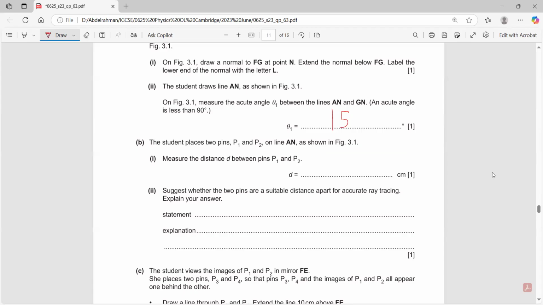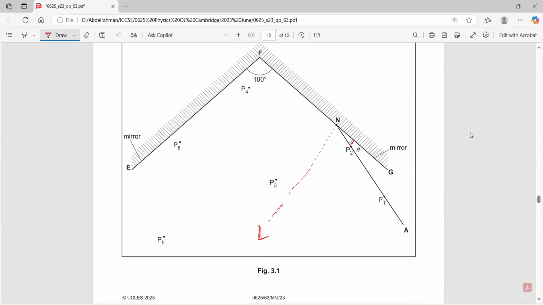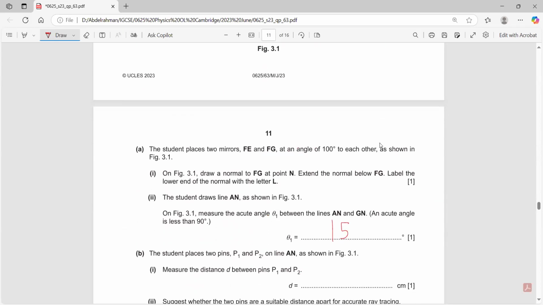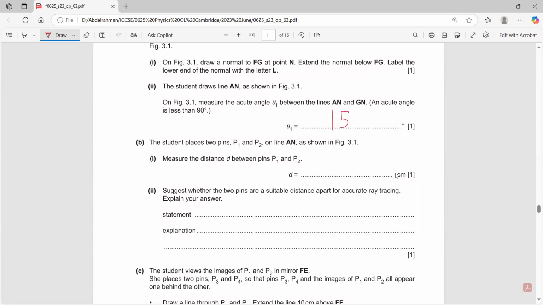Student places two pins P1 and P2. Measure the distance between these two pins. It's quite a small distance, which is 3.5 centimeters. If your value is slightly less due to the printing, that is okay. This is a printing error. It's not an error in your reading or anything. So the distance should be 3.5 centimeters. If your value is slightly less, 3.4 or 3.3 might be acceptable.